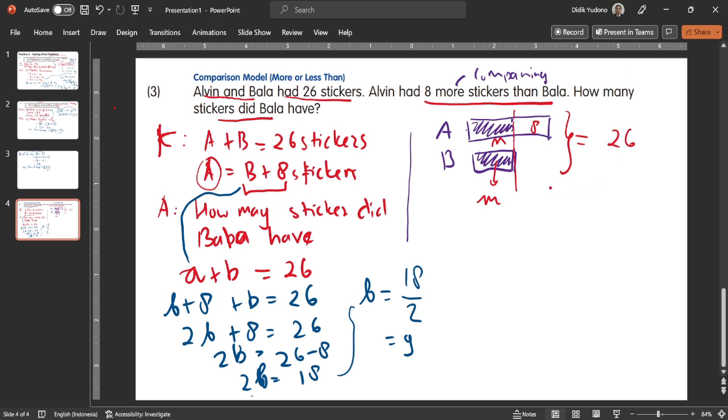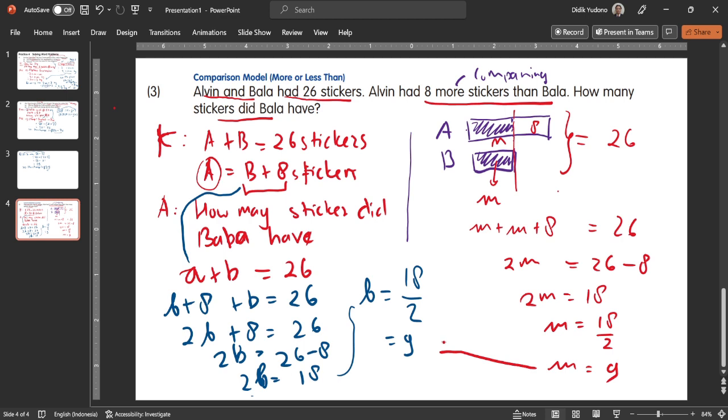Altogether equals 26. So let's simplify. M plus M plus 8 equals 26. 2M plus 8 equals 26. 2M equals 26 minus 8. So 2M equals 18. M equals 18 divided by 2. M equals 9. Okay, so the same. Bala only has 1 M, which means Bala has 9 stickers.